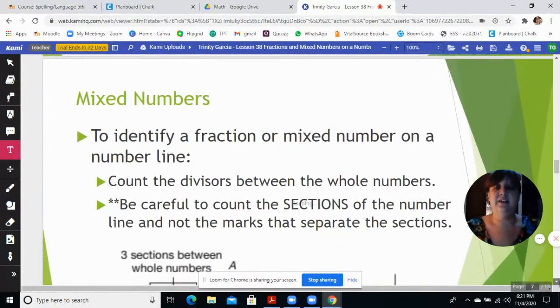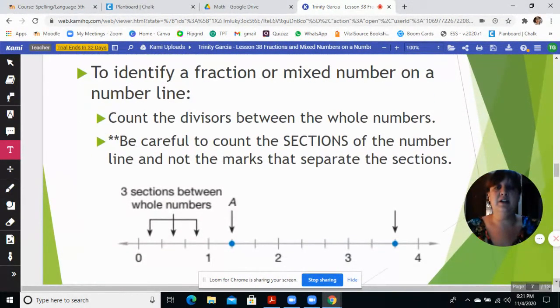To identify a fraction or a mixed number on a number line, you need to count the divisions between the whole numbers. Be careful to count the sections of the number line and not the marks that separate the sections. Remember how we talked about that before? So you're counting the spaces in between, not counting the marks.